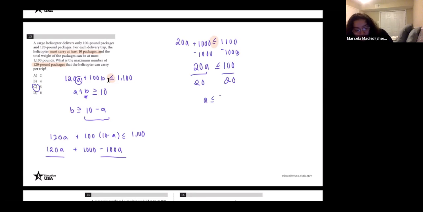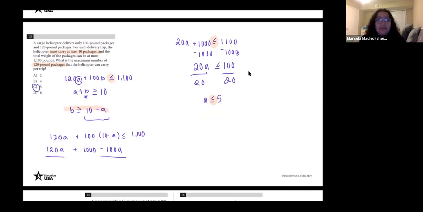So then A has to be less than or equal to 5. And that is your maximum. So you never have to worry, because sometimes you have to worry about this one flipping. But for this question, you never have to worry about that. So that's why I said ignore it. The tricky part, I would say, because I got tripped over it, is making sure you have just A in your variable. So then you can solve for just A, because you're worrying about the maximum amount of 120-pound packages.